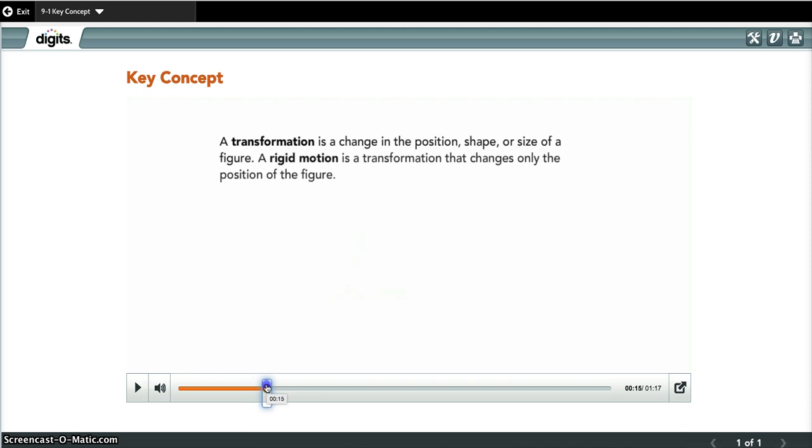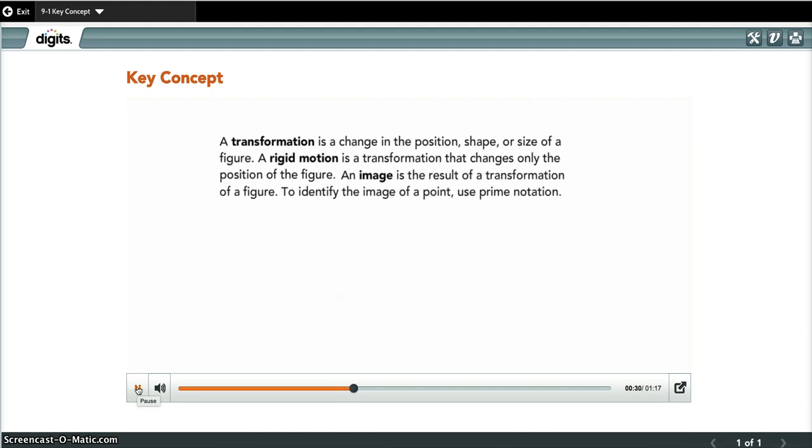So if you have a shape and you move it anywhere on the graph without changing its size, that's a rigid transformation. So here we have the black triangle and the blue triangle. They both are the same, even though your eyes might be playing tricks on you and thinking that one is bigger or smaller than the other. They both are the same size. They just moved locations. We started here and we moved over to the right.